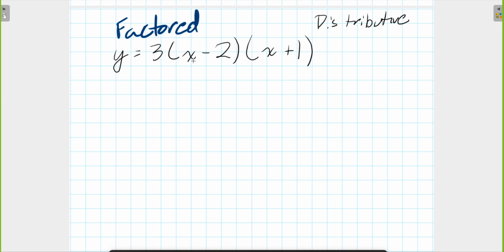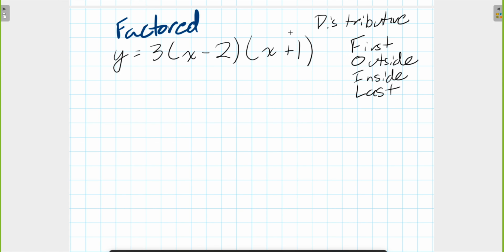I'm not sure what they would have called it in your class. Sometimes, have you heard the term FOIL before? Yeah? Okay. All that stands for is the first terms, the outside terms, the inside terms, and the last terms.